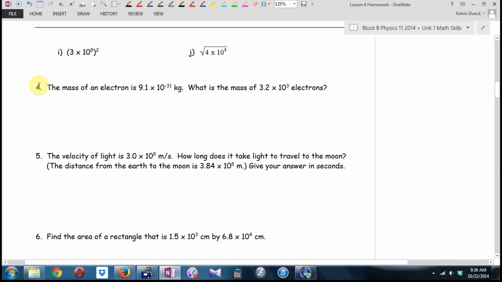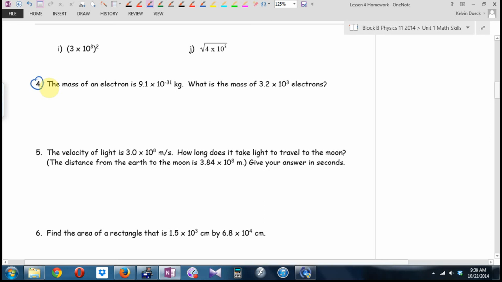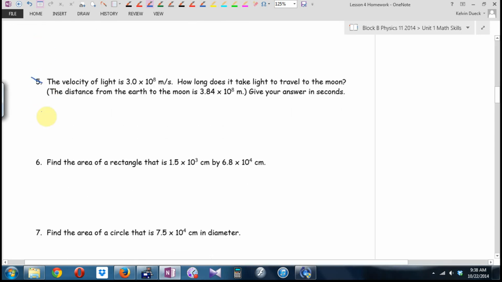Number 4, I haven't quite done a question like this, but if 1 electron weighs that much, how much... I'm going to assign number 4 to see if you can figure it out. Kids almost always ask me this the next day, and I don't mind going over it the next day. I'm going to pass on number 5.